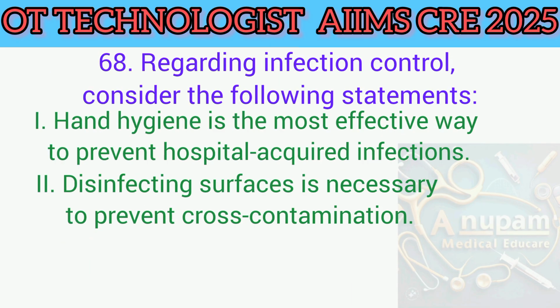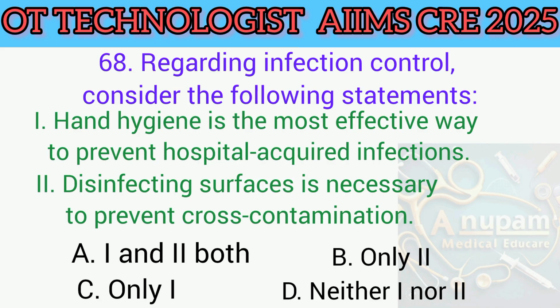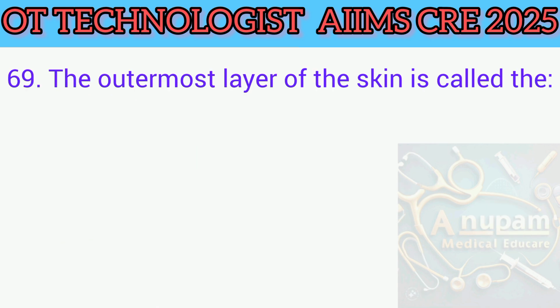Number 68. Regarding infection control, consider the following statements. 1. Hand hygiene is the most effective way to prevent hospital-acquired infections. 2. Disinfecting surfaces is necessary to prevent cross-contamination. A. 1 and 2 both. B. Only 2. C. Only 1. D. Neither 1 nor 2. Right option, A.